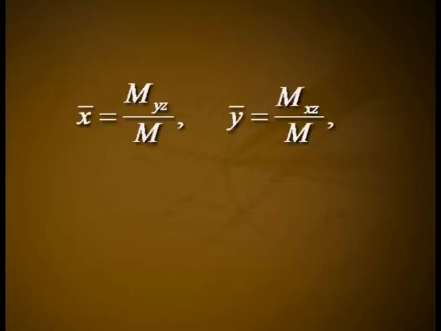The solid's centroid (x̄, ȳ, z̄) has x̄ = Myz/M, ȳ = Mxz/M, z̄ = Mxy/M, where Mxy is the moment about the xy plane, Mxz is the moment about the yz plane and so on. But in the given problem, the solid's centroid lies on its axis of symmetry, here the z axis. This makes x̄ = ȳ = 0. Hence, it remains to find z̄.